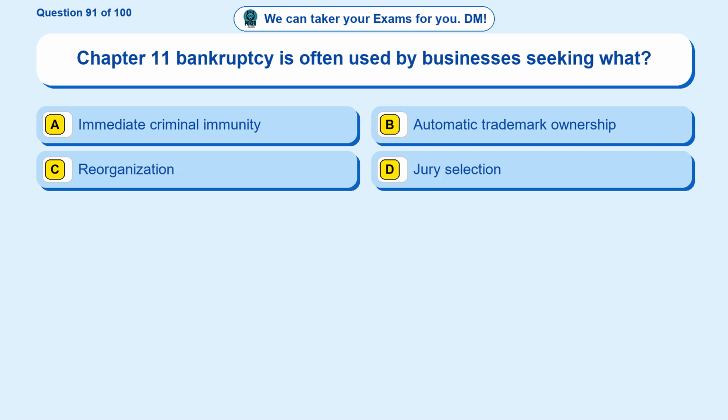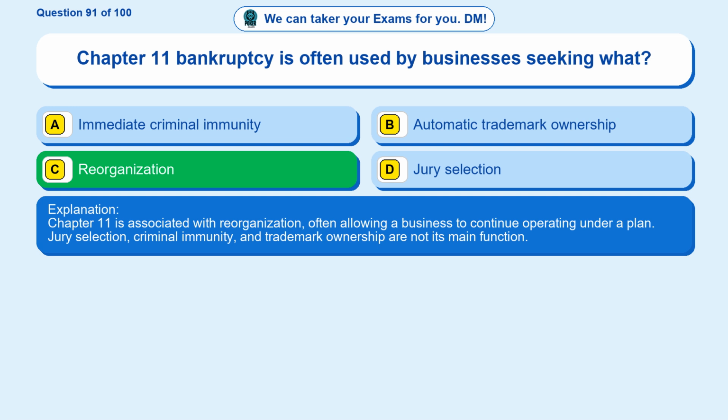Question 91. Chapter 11 bankruptcy is often used by businesses seeking what? Option A, immediate criminal immunity. Option B, automatic trademark ownership. Option C, reorganization. Option D, jury selection. The correct answer is option C. Reorganization. Chapter 11 is associated with reorganization, often allowing a business to continue operating under a plan. Jury selection, criminal immunity, and trademark ownership are not its main function.